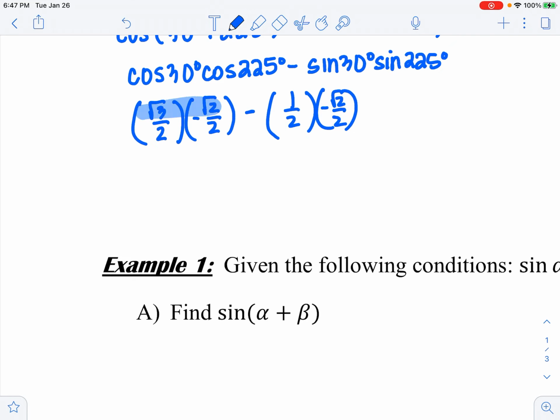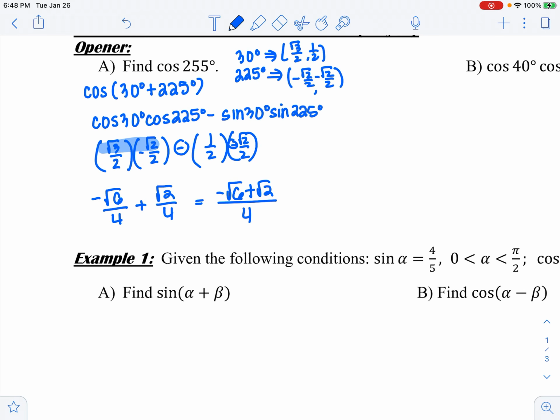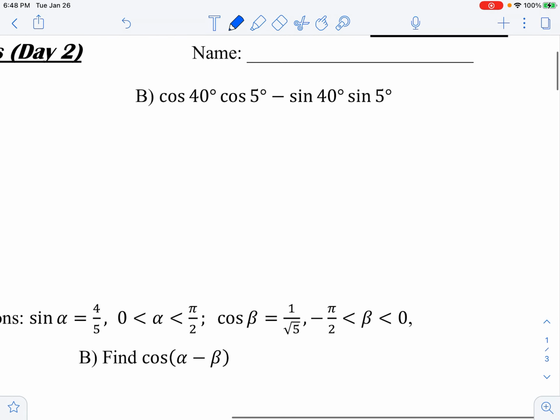Okay, so I'm going to multiply. I'm going to put the negative in the numerator. It doesn't matter. I like to put it in the numerator because I'm not going to put the negative in the denominator. So that's negative root 6 over 4. And then I have minus a negative root 2 over 4. So I'm just going to change it to plus because it's minus a negative. Now I can combine those. Common denominator is 4. And then I have negative root 6 plus root 2. Okay, and you can write it as root 2 minus root 6 if you want to.